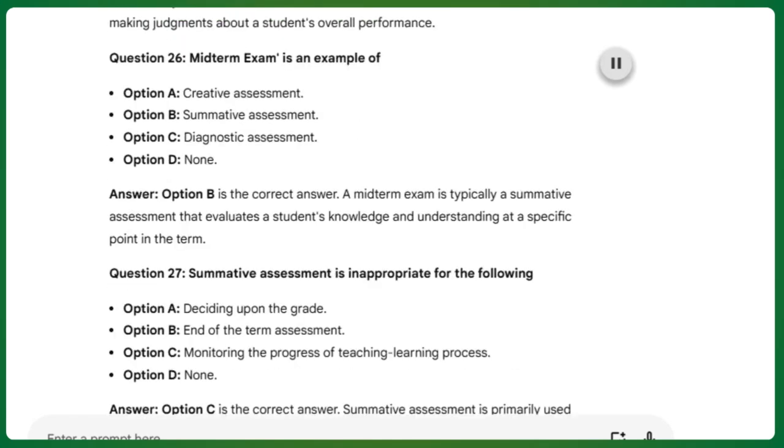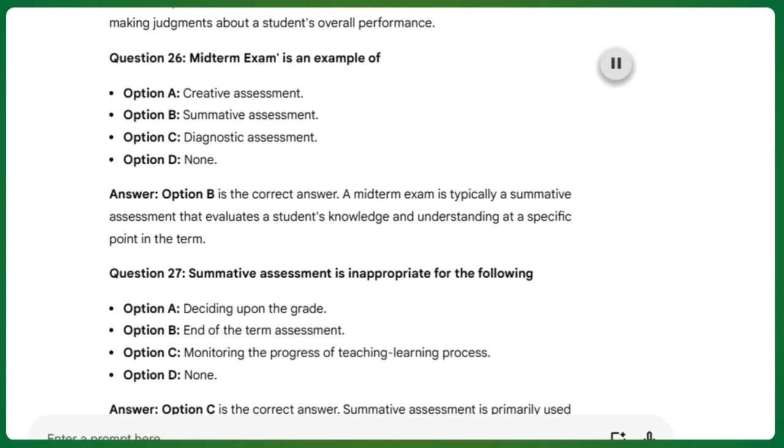Question 26. Midterm exam is an example of Option A. Creative assessment. Option B. Summative assessment. Option C. Diagnostic assessment. Option D. None. Answer. Option B is the correct answer. A midterm exam is typically a summative assessment that evaluates a student's knowledge and understanding at a specific point in the term.